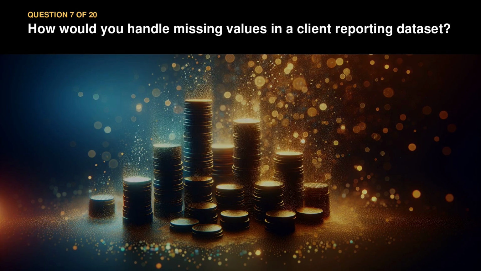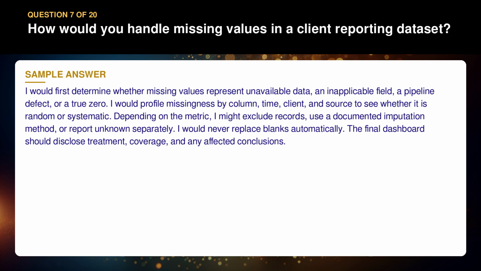Question 7. How would you handle missing values in a client reporting dataset? I would first determine whether missing values represent unavailable data, an inapplicable field, a pipeline defect, or a true zero. I would profile missingness by column, time, client, and source to see whether it is random or systematic.